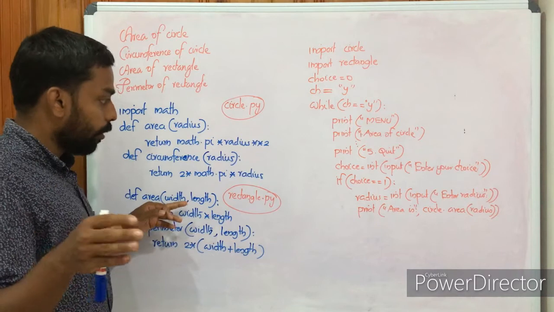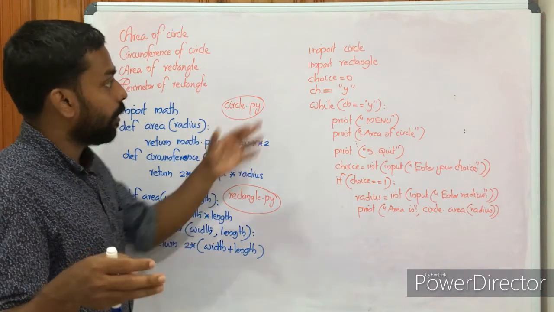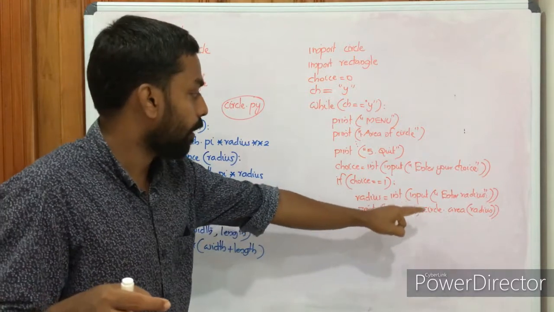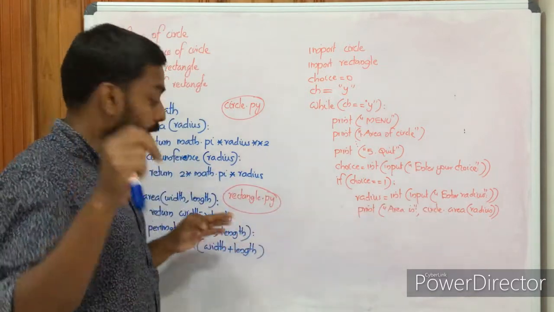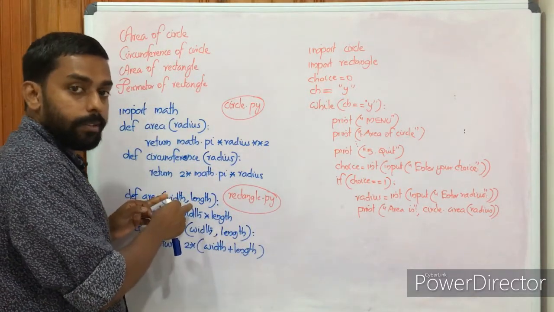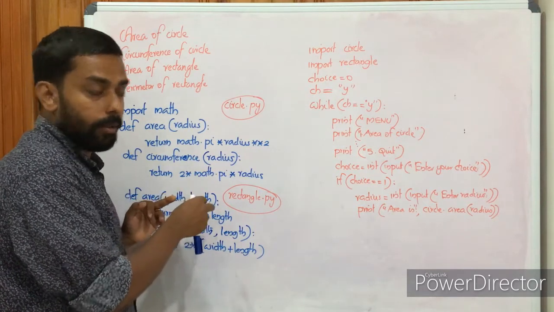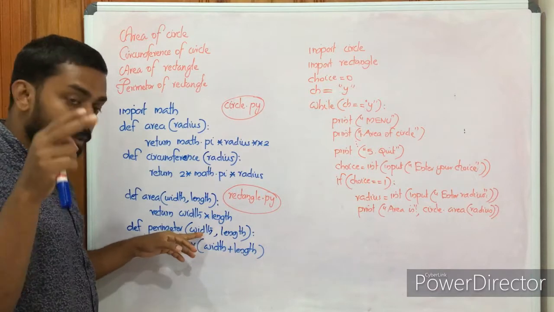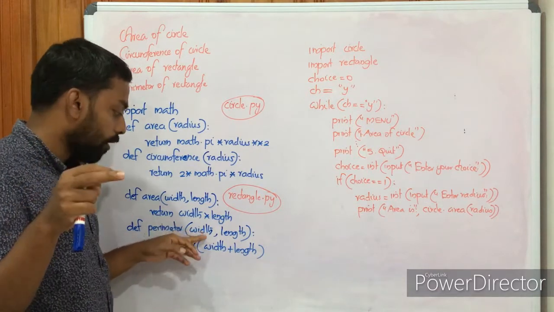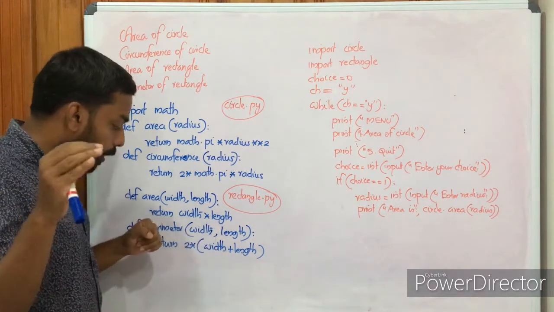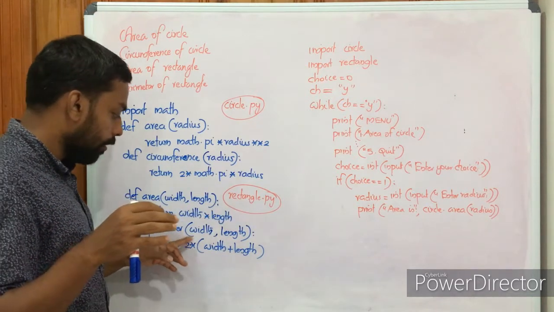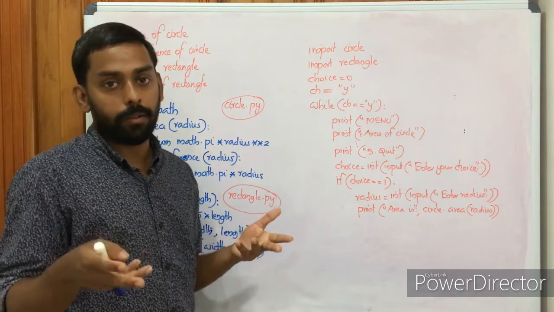After that you can call it like rectangle dot area, printing the area of the rectangle, and it takes two arguments, width and length. After that, the last one, the perimeter of the rectangle, also takes two arguments, width and length. And how can you call it? It's simple: rectangle dot perimeter, with two parameters.